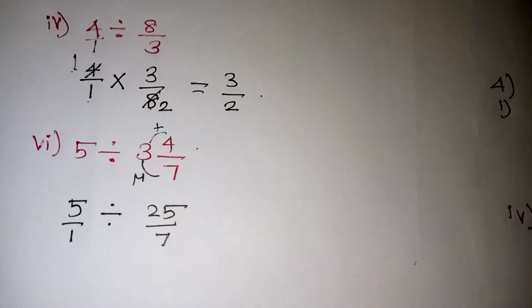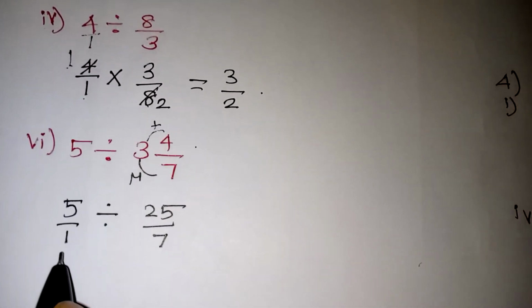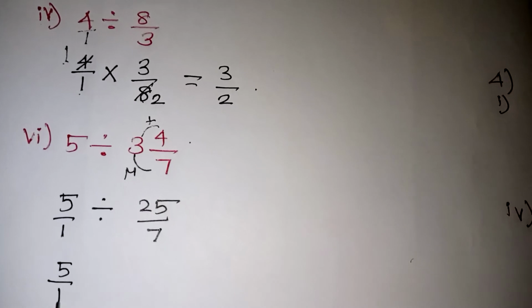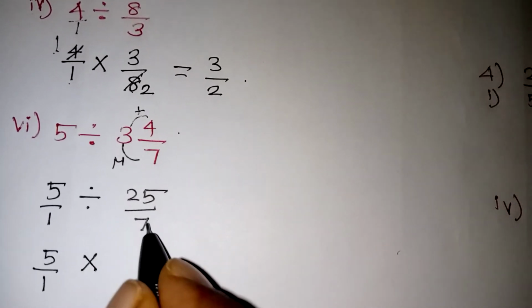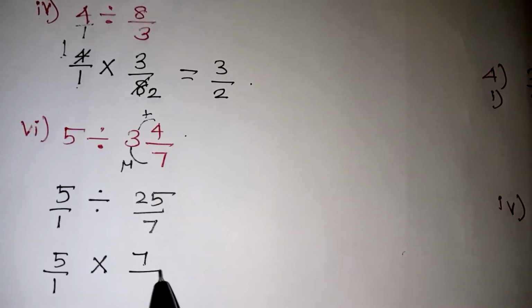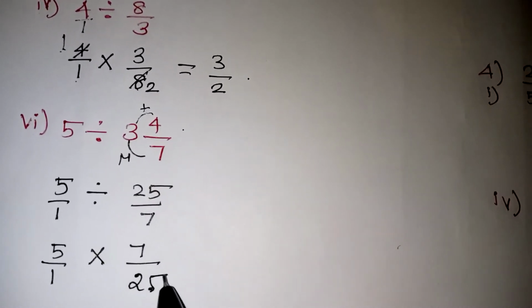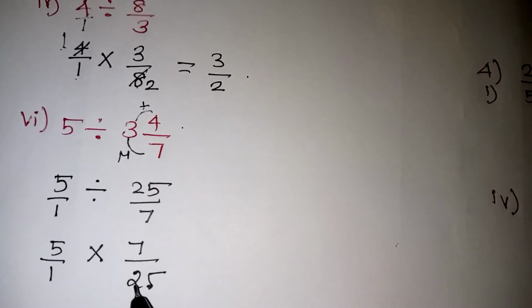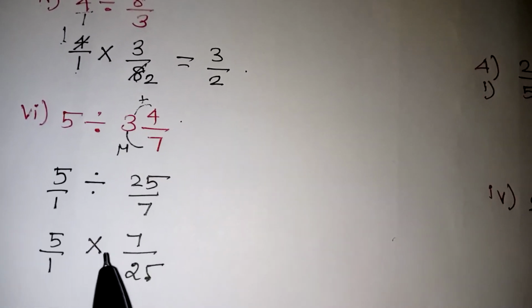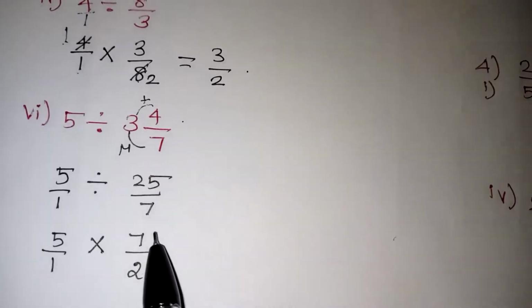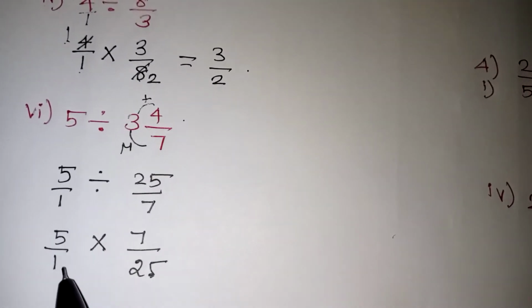So after forming a fraction, we need to go for the sign change. The first number should be taken as it is. The division symbol we have to change into multiplication. This term will become the reciprocal, 7 by 25. So always we have to change it into multiplication, and only then do the problem. While we are changing the multiplication sign, only the second term alone will become the reciprocal. The first term you should not touch.